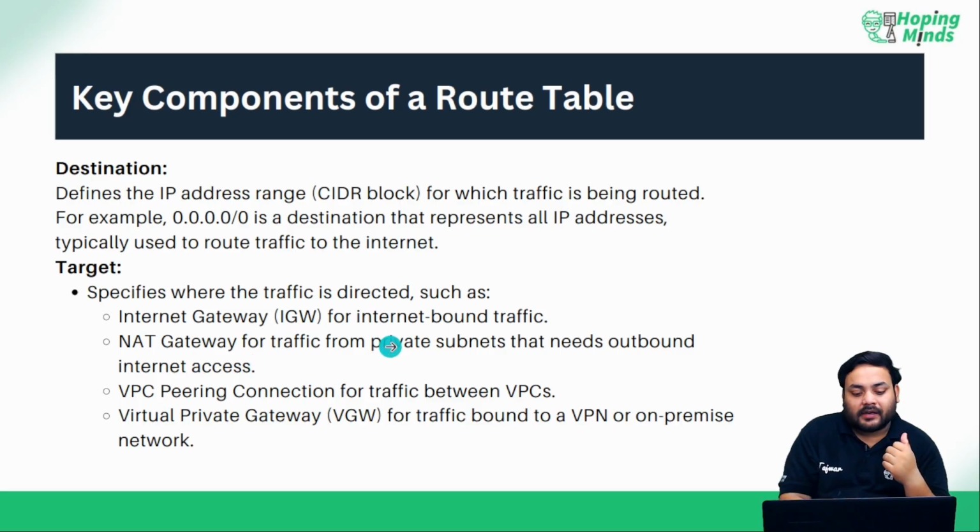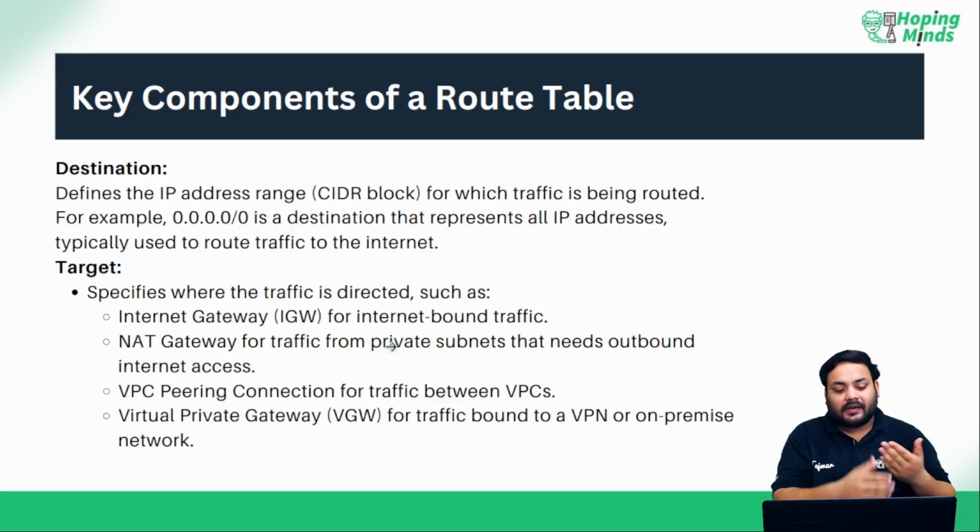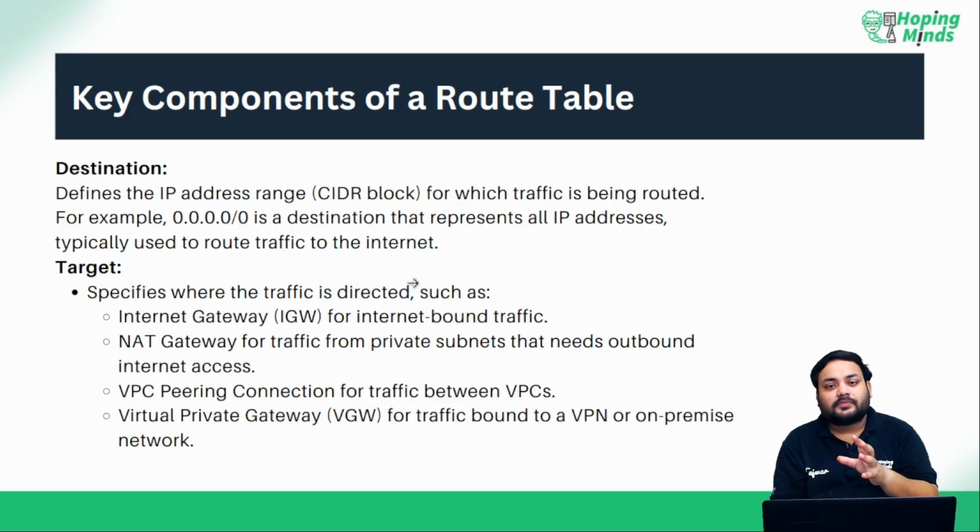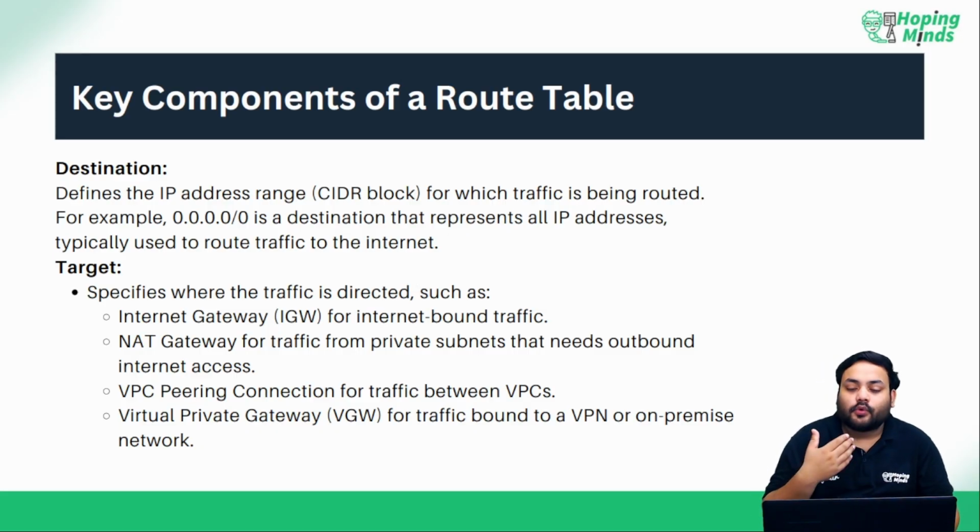Target is, as I've already told you, the place where the traffic is actually going. So we can configure an internet gateway. Let's suppose we have particular traffic coming from a particular subnet, so we can direct that into our internet gateway. So these are the things which we have.